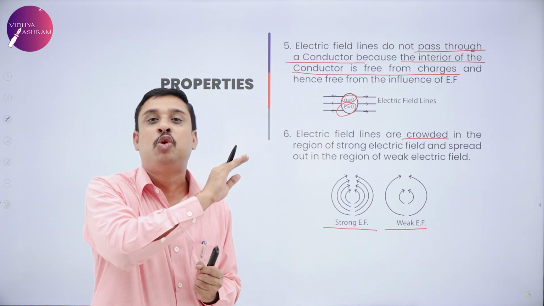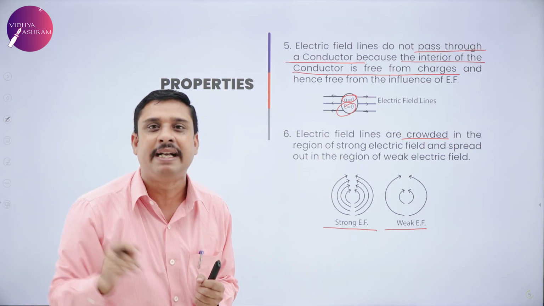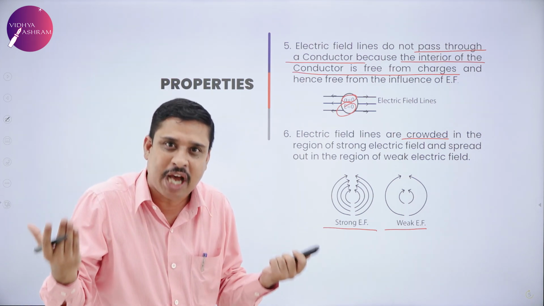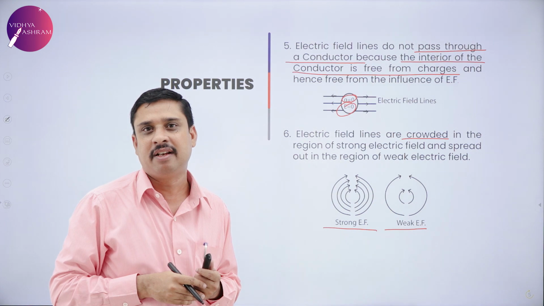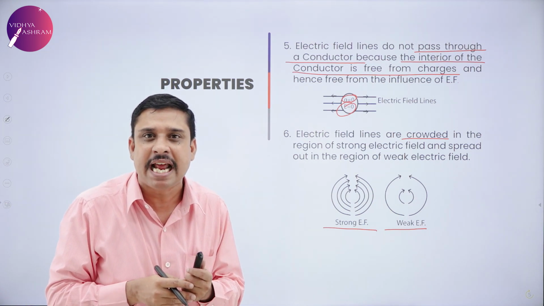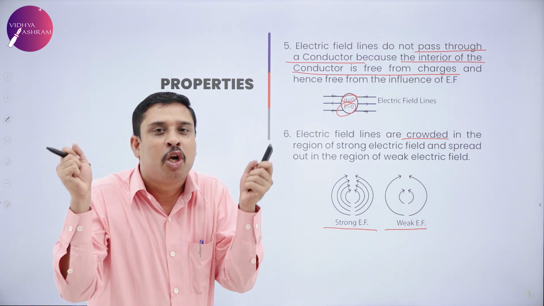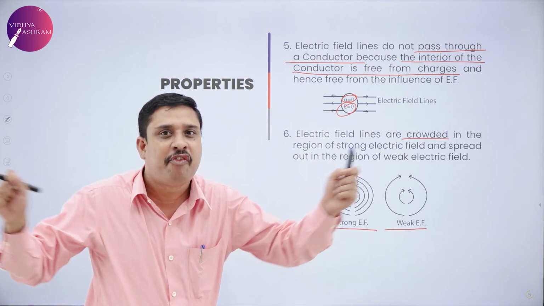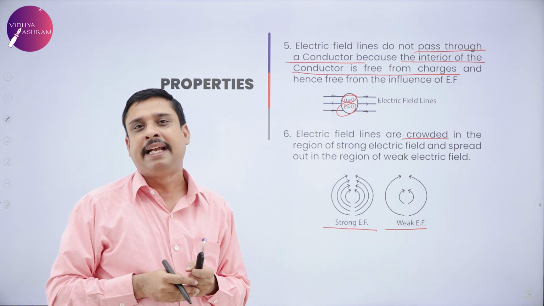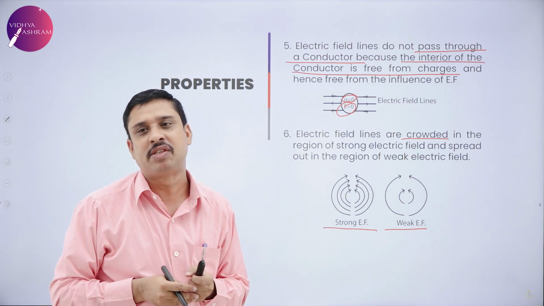Field lines do not pass through a conductor as there are no charges and no electric field inside the conductor. If you indicate field lines close to each other, closely packed, it is a strong electric field. Far away from each other, it is a weak electric field.